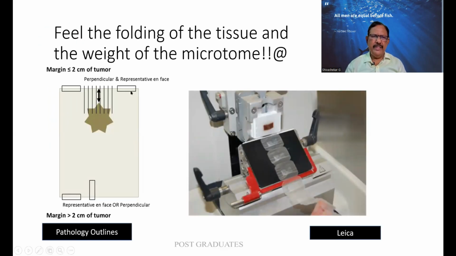This is what I had been seeing. I should feel the folding of the tissue when I am doing a grossing, because it is being reflected in the slide. This is a very fine touch which the students will not be knowing, and the next day they are being scolded by the faculty who are reporting the slide. Only they will be knowing the difficulty.